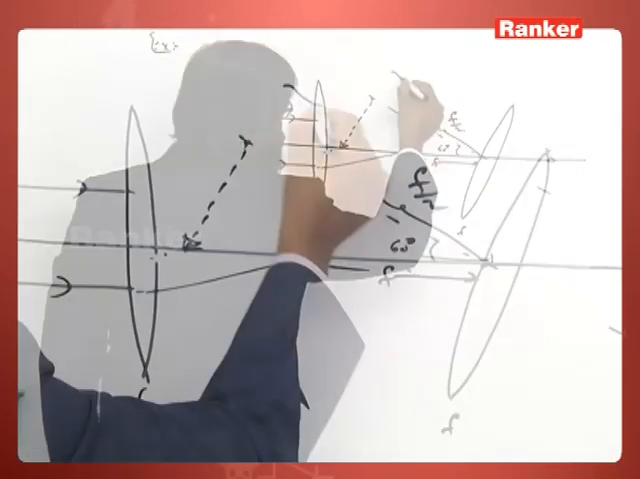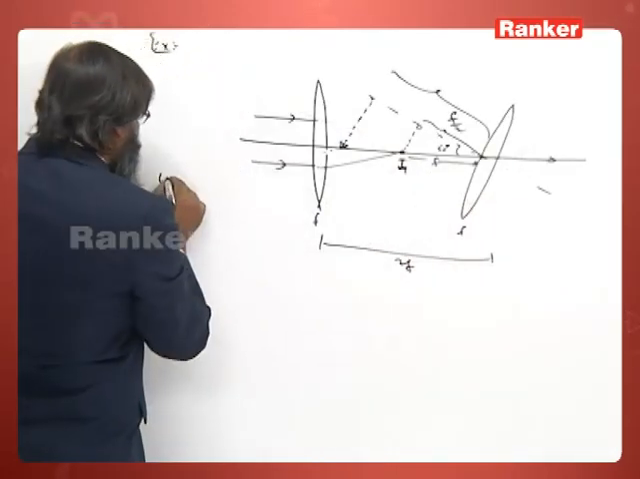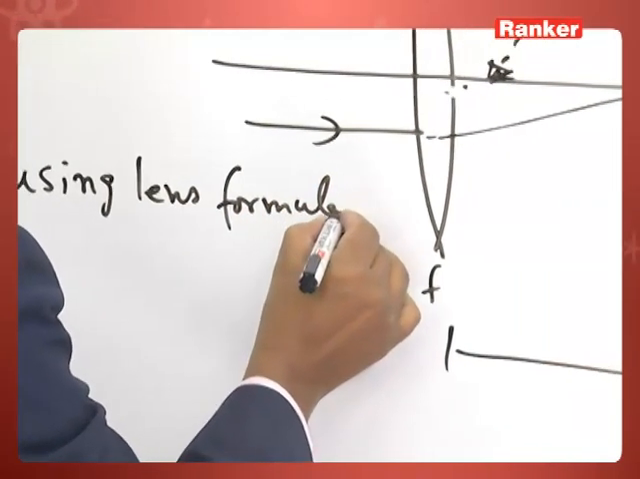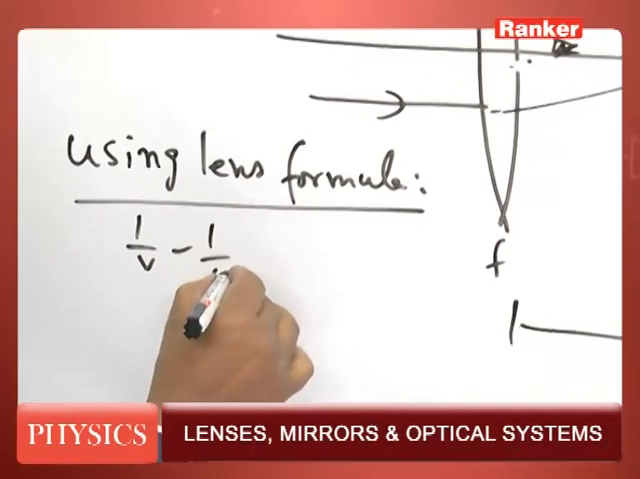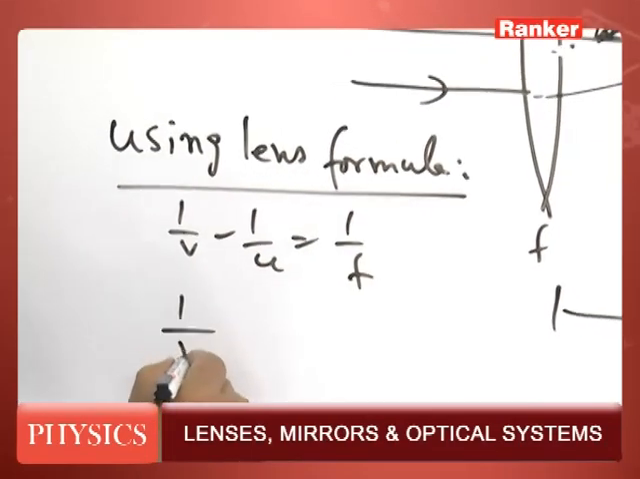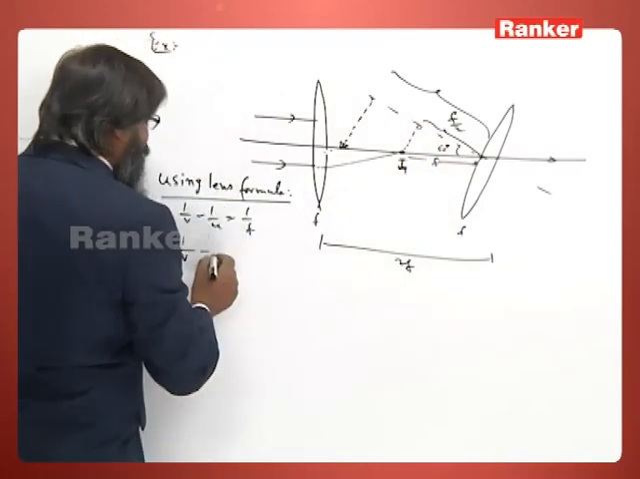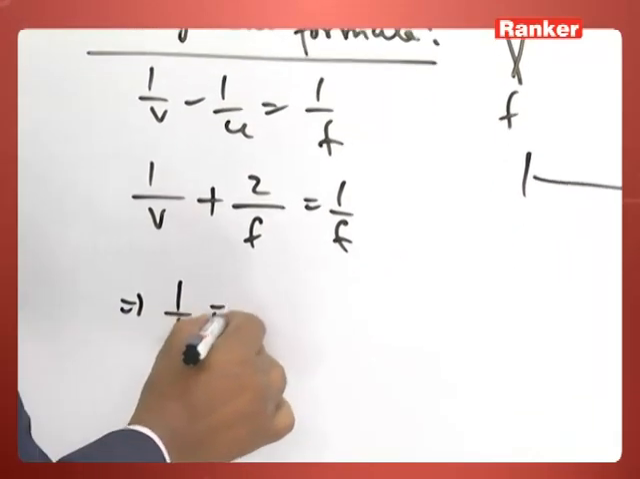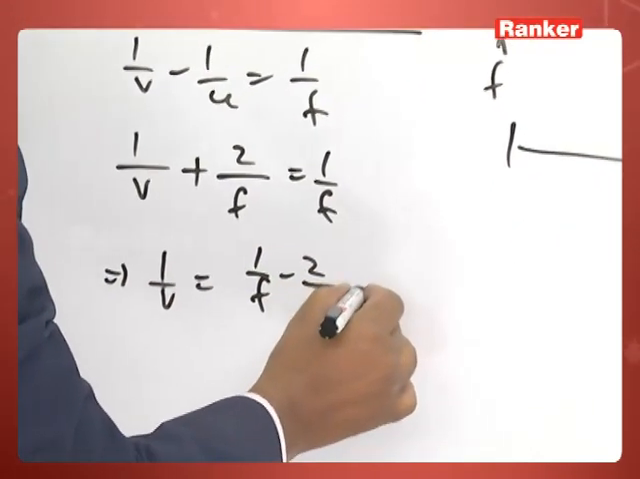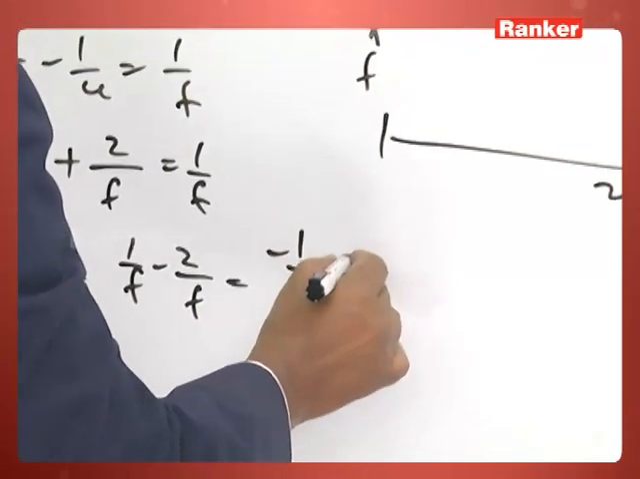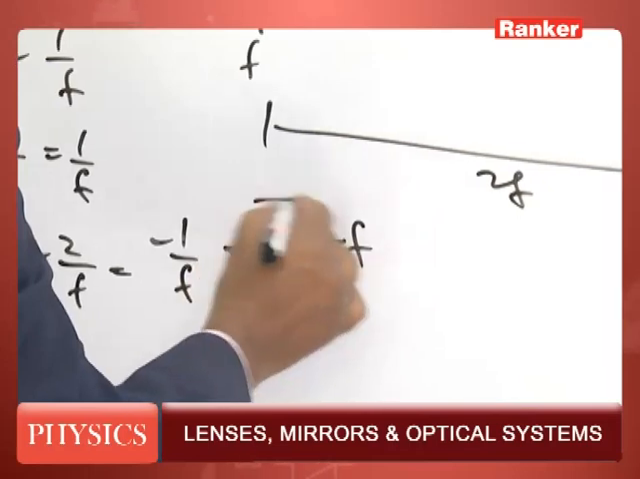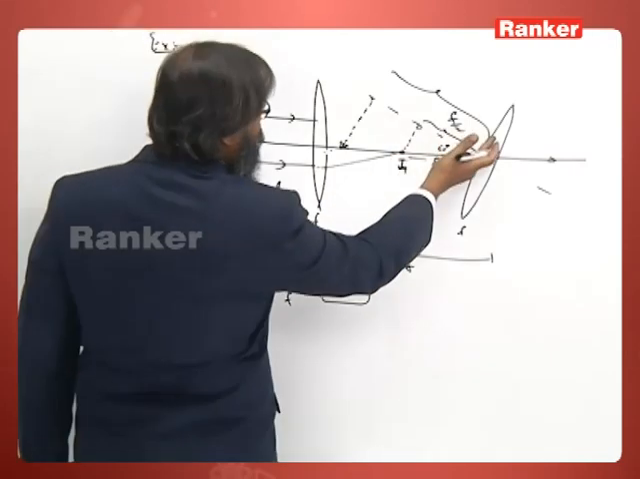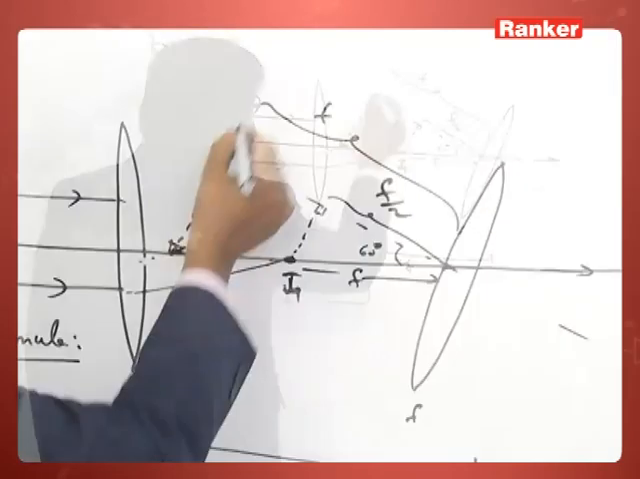How much is this distance from this? So using the lens formula, 1 by v minus 1 by u is 1 by f. Object distance is minus f by 2, so 1 by u becomes minus 2 by f. Therefore 1 by v is 1 by f minus 2 by f, that is minus 1 by f, which implies v is equal to minus f. So v is equal to minus f, minus means this side, that means this distance becomes f.